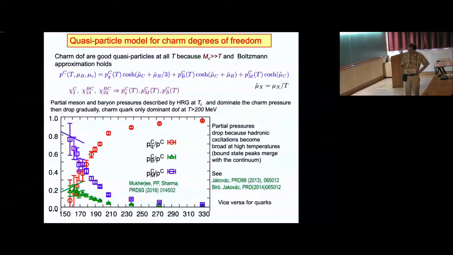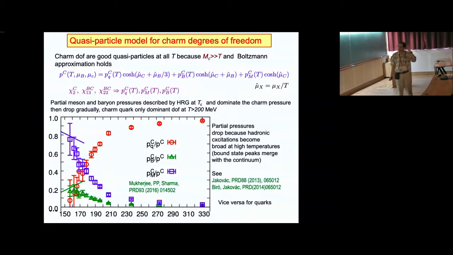Now you could go further. If you assume that charm baryons and charm mesons are the right degrees of freedom in the hadron phase, you can ask the question, what happens if you go just above the transition temperature? And here again, compared to the strange or light quark case, the situation is simpler because the charm quarks are always heavy, so they always have a mass much larger than the temperature.